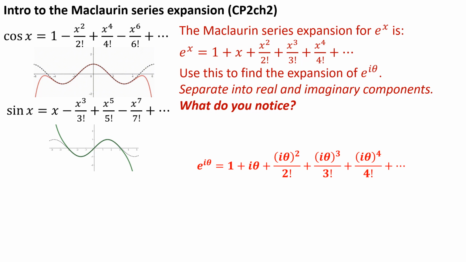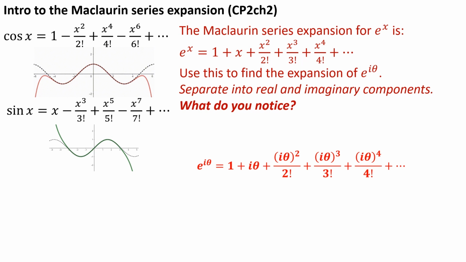we're going to have to evaluate and simplify those. (i theta) all squared, for instance, becomes minus 1 times theta squared. i cubed can be pulled out from (i theta) cubed, and i cubed is just i squared times i, which is minus 1 times i, and then i to the 4 is even simpler because i to the 4 is i squared squared, and i squared is minus 1, so i to the 4 is 1.